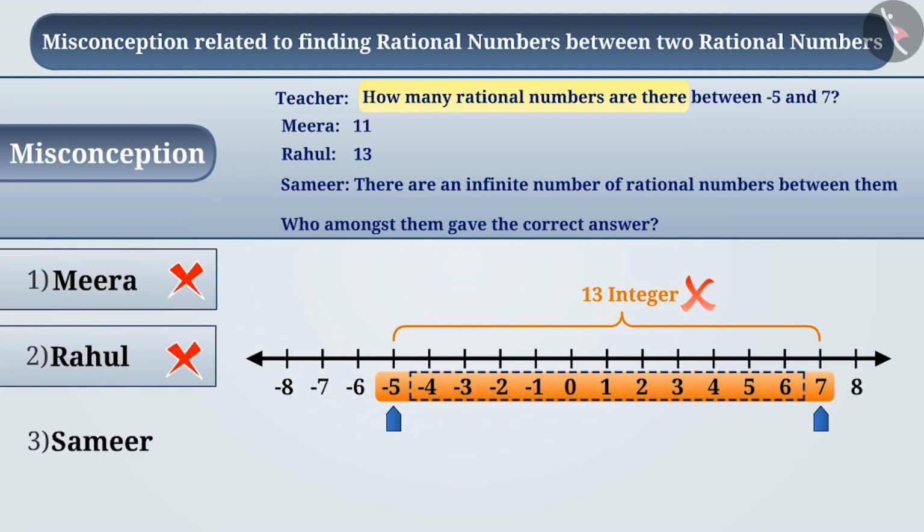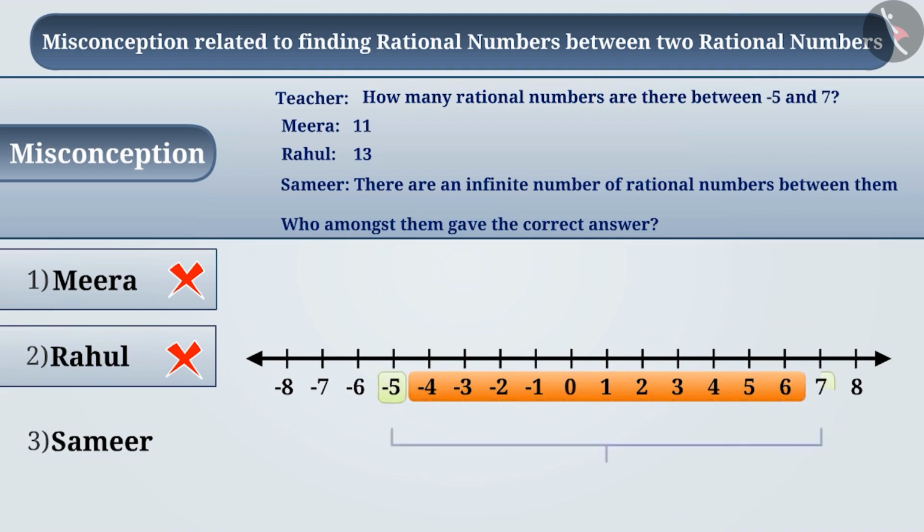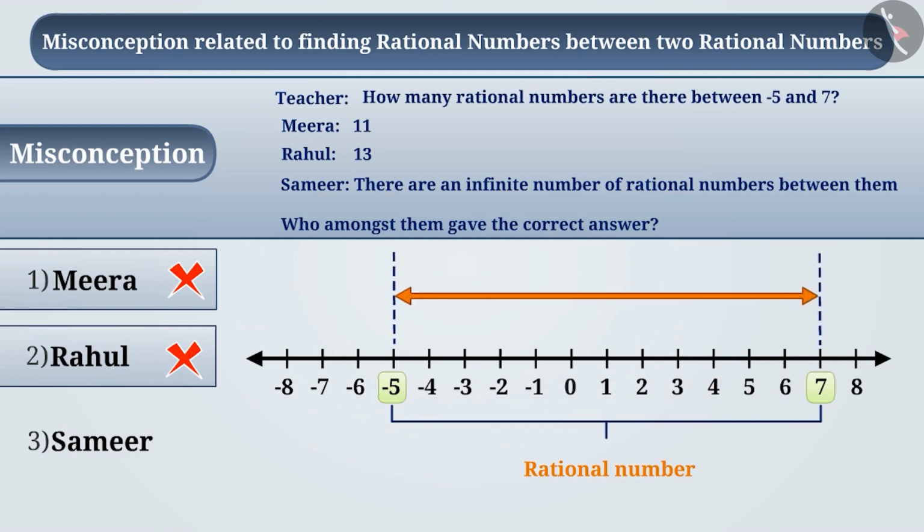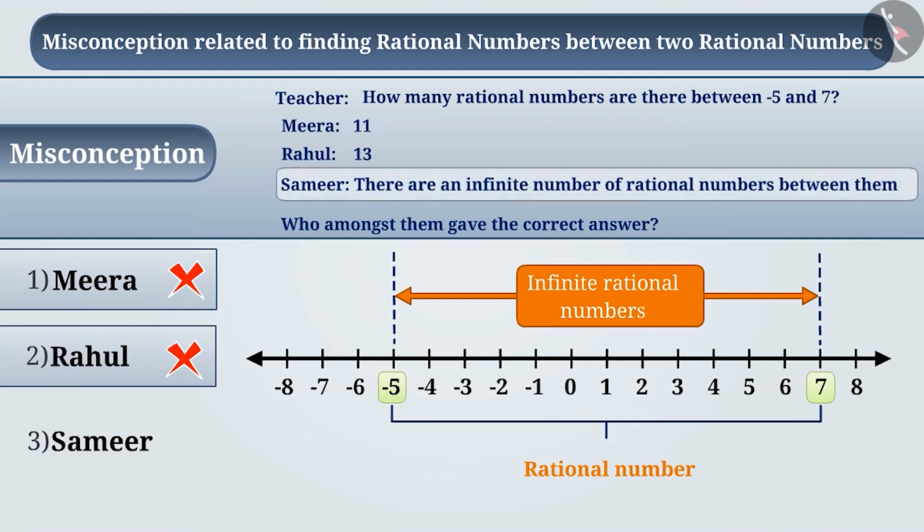Keep in mind that to find out how many numbers are there between any two numbers, we count all the numbers between them except those numbers. The correct understanding is that both minus 5 and 7 are integers as well as rational numbers. Between these two numbers, there are several rational numbers. Hence, between these two numbers, there are infinite rational numbers. That is, Sameer's answer is correct. The correct answer to the question is option 3.